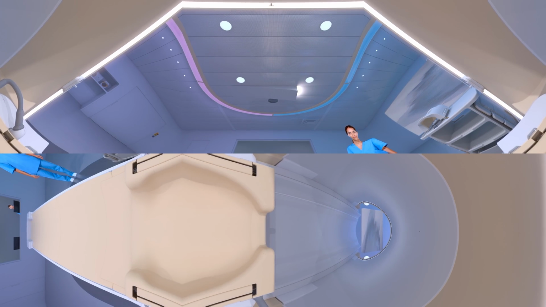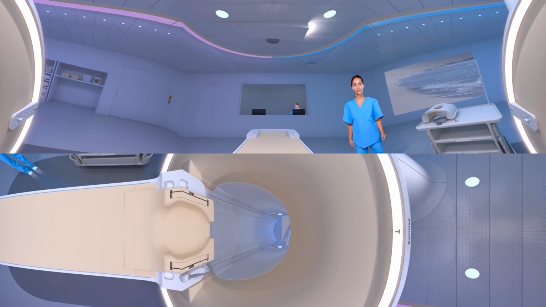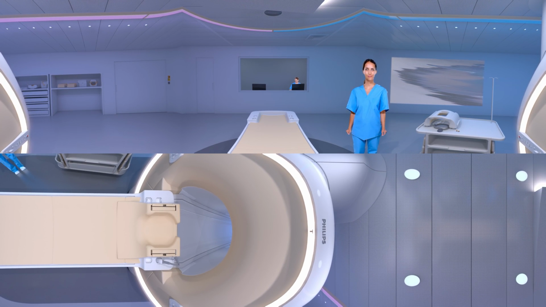The examination is complete. We hope you now have a good feeling about your MRI scan and know what to expect. You won't get the results right away. The images will be evaluated by a radiologist first.